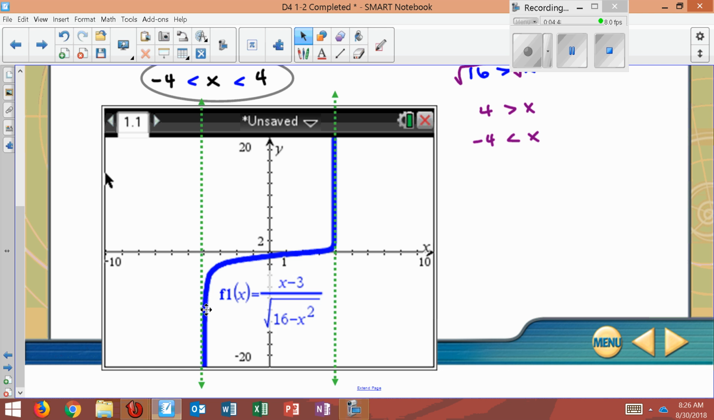This graph is approaching negative 4 on the left, and on the right it's approaching 4. That's exactly what we have here. Whenever you have a vertical asymptote, the function will not be equal to it. That's why it doesn't have a line underneath.